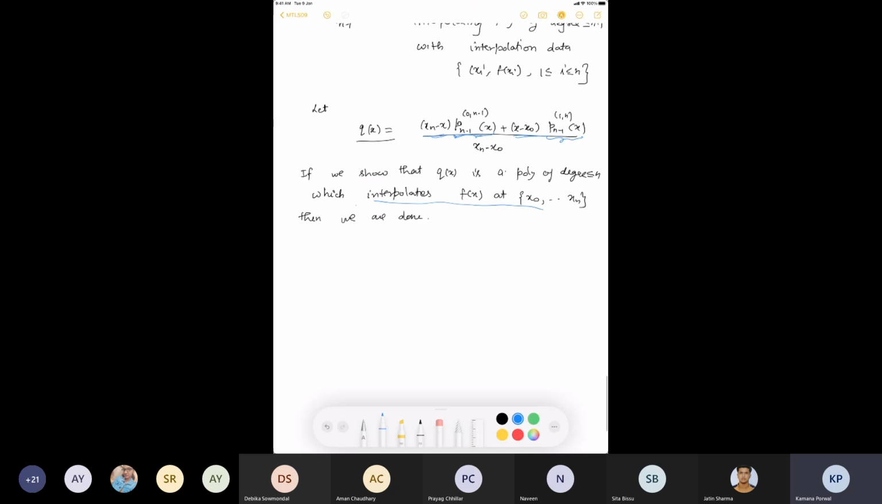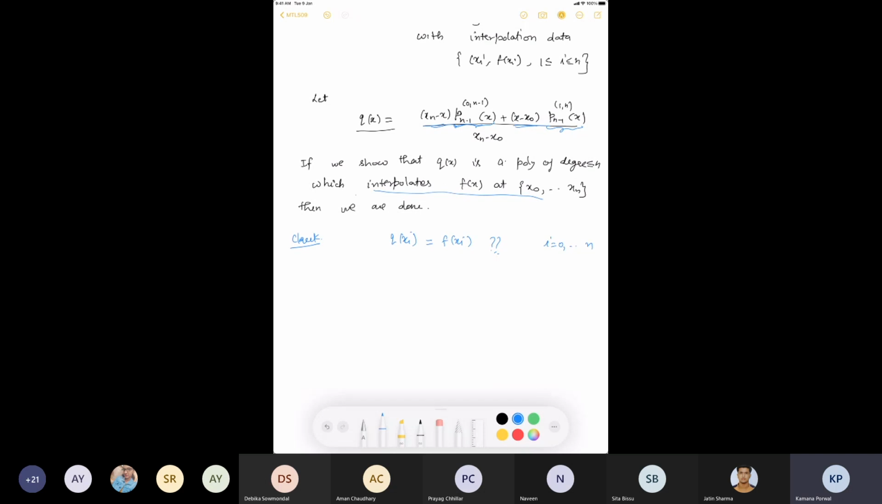That is, you have to check that if you evaluate Q at xi for all i ranging from 0 up to n, whether this gives you f(xi) or not. Of course, since I'm claiming that this is an interpolating polynomial, you will be able to obtain this. You just have to observe it for all different xi's. Just substitute here and use that this Pn minus 1 of x is an interpolating polynomial, and you will be able to observe this.